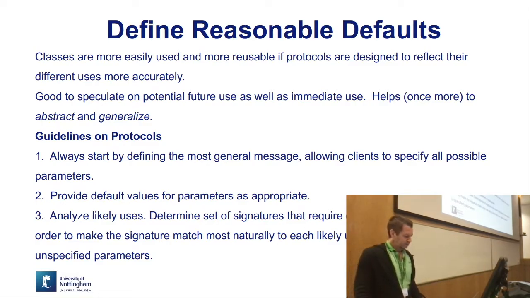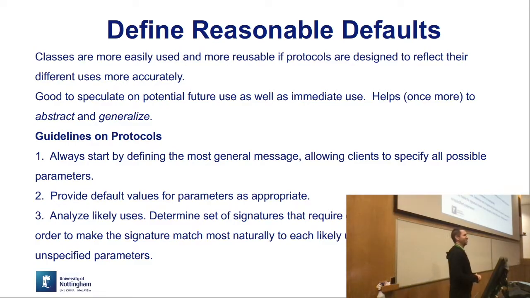So this guideline is kind of a paradox. Always start by defining the most general message or method, allowing clients to specify all possible parameters. Does anybody see something in that guideline that's not very nice? This is an advanced question, by the way. I wouldn't expect most people to know the answer to this question. What's not nice about that guideline?